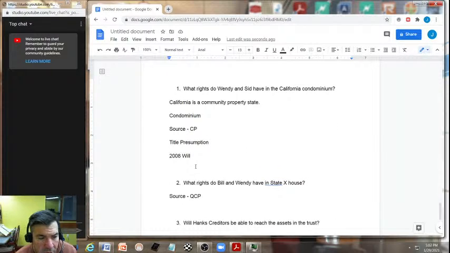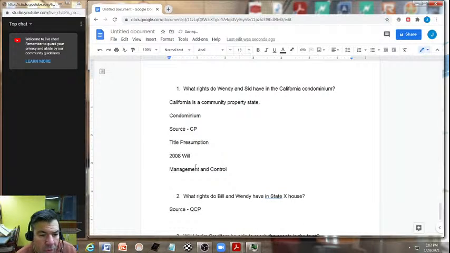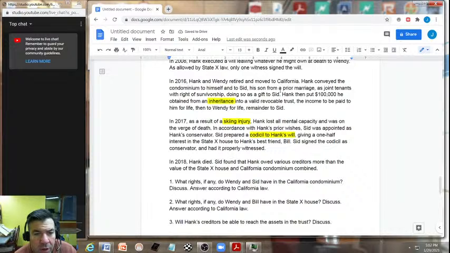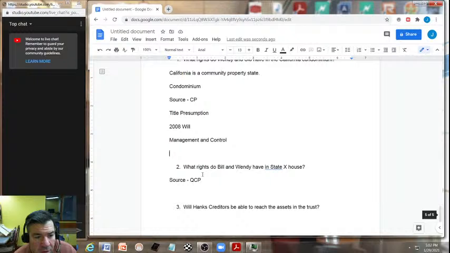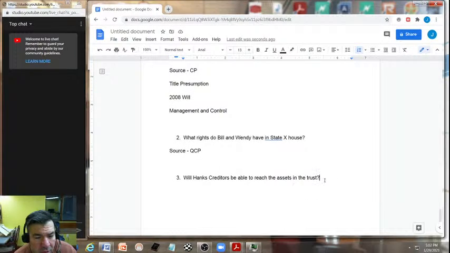2016. Up here, now here we go. Hank conveyed the condominium to himself and to Sid, his son from a prior marriage, as joint tenants with right of survivorship, doing so as a gift to Sid. Hank then put $100,000 he obtained from an inheritance into a valid revocable trust. Now down here, we're talking about the trust. It would be separate property because it was the inheritance, the $100,000.